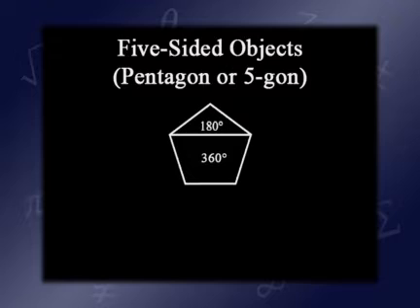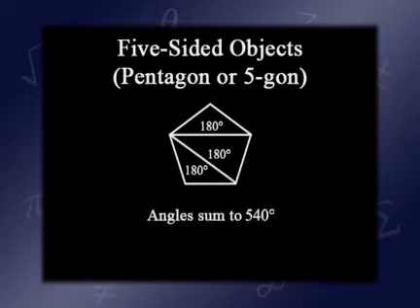Or you could take that polygon and split it up into three parts. Each of those parts has angles that sum to 180 degrees. Therefore, when you sum all the angles together, you'll get 540 degrees. And this pattern can be continued.